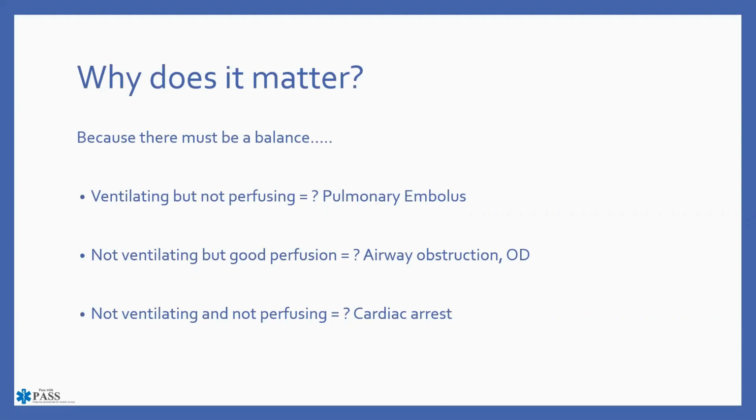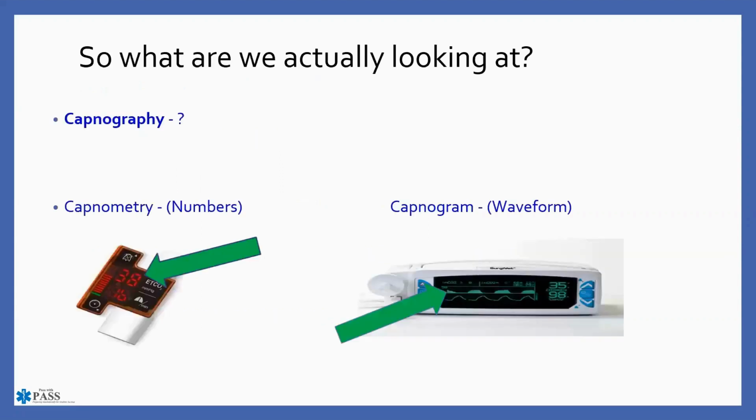What if they're not ventilating, but they're perfusing well? So think about an airway obstruction. It could be an overdose situation, especially with our narcotics or opioid medications that cause respiratory depression. And then not ventilating and not perfusing at all, then we're thinking about a situation like a patient that may be in cardiac arrest.